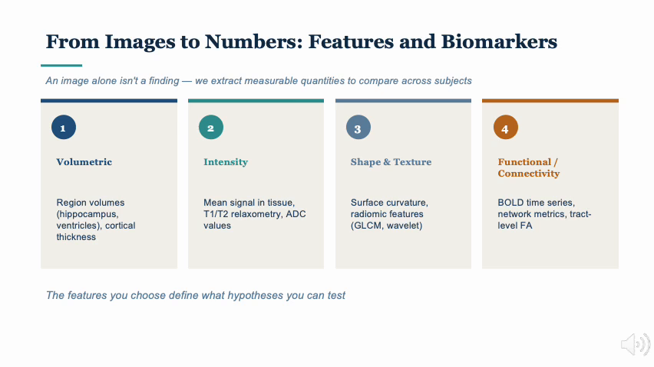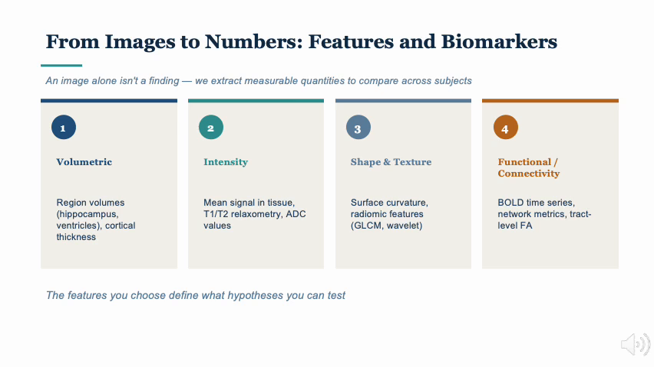We need to extract measurable quantities to compare across subjects. There are four broad families. These are volumetric features, intensity features, shape and texture features, and functional connectivity features. Volumetric features include region volumes like the hippocampus or ventricles, and cortical thickness. Intensity features include mean signal in tissue, T1 and T2 relaxometry, and ADC values. Shape and texture features include surface curvature and radiomic features.